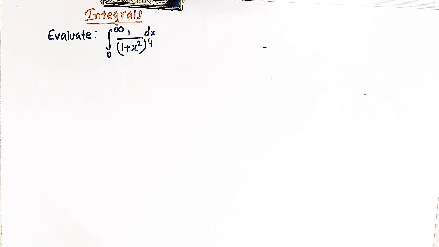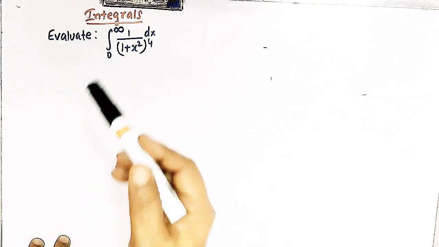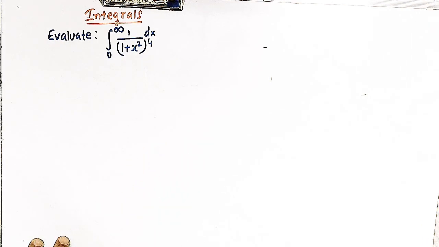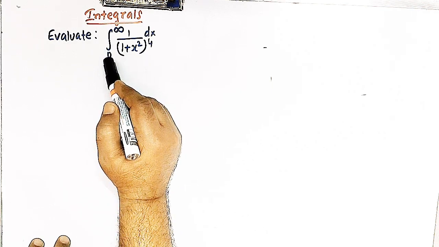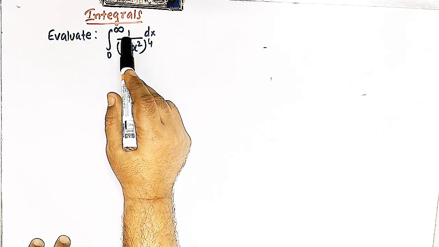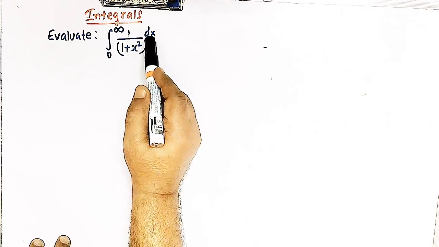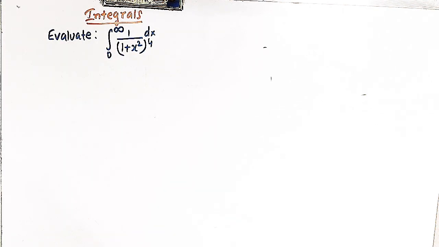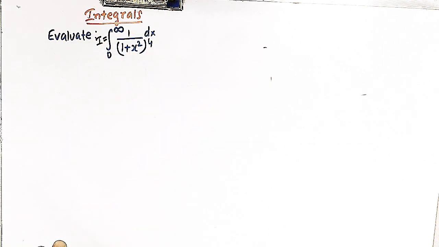Hello viewers, in today's session we are going to discuss another important problem from beta and gamma functions. Here in this session we are going to evaluate this integral using the concept of beta and gamma functions. So we have to evaluate this integral from 0 to infinity of 1 over (1 plus x square) raised to 4 dx, right? In order to evaluate this integral, we have to make use of some properties of beta and gamma functions. So let us start.